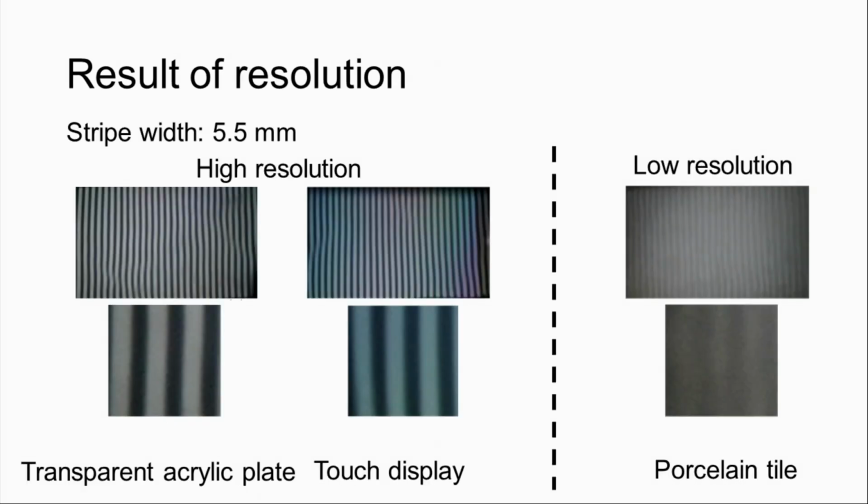These pictures show the mid-air image formed using each reflective material. The stripe width was 5.5 millimeters. We confirmed the black and white striped patterns with the mid-air image formed using the transparent acrylic plate and touch display. However, we could not see the boundary of each line of the mid-air image formed using the porcelain tile.